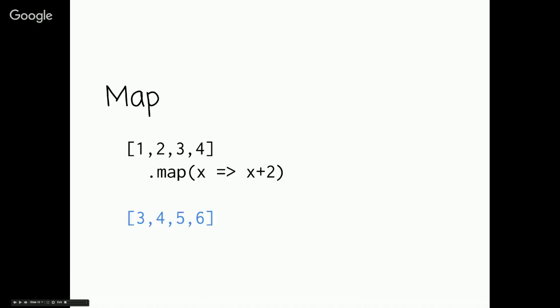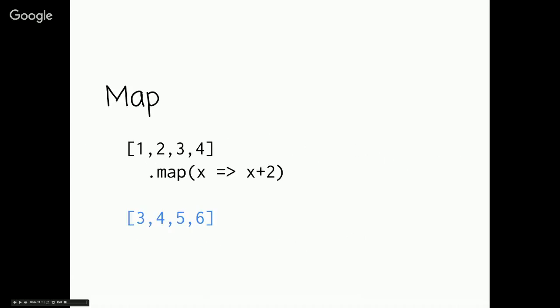So map, for example, lets you take a collection and pass in a function, which gets applied to each element in the collection. Here I pass in a function x, which returns x plus 2, and I get a new collection, 3 to 6.